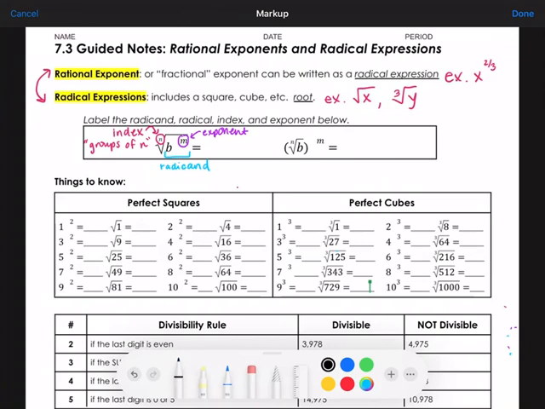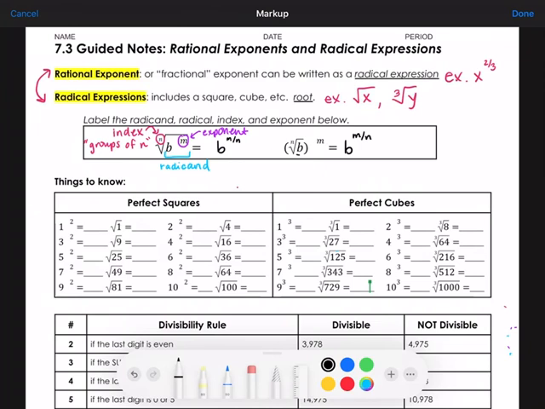If we were to rewrite this radical expression as a rational exponent, we would keep our base, b, and raise it to the m over n. The exponent would go on top, and the index, or the root, would go on the bottom. Over here is just another way of looking at it, where we would have b to the m over n.